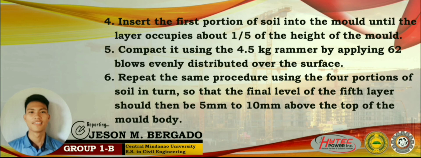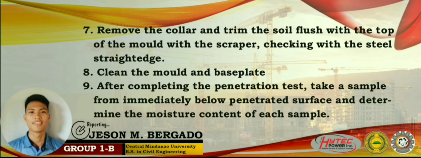Insert the first portion of soil into the mold until the layer occupies about 1.5 of the height of the mold. Then there are 5 layers, and every layer must be compacted with a 4.5 kg rammer by applying 62 blows evenly distributed. Then repeat the same procedure using the 4 portions of soil in turn. And then after that, remove the collar and trim the soil flush with the top of the mold. And then clean the mold.